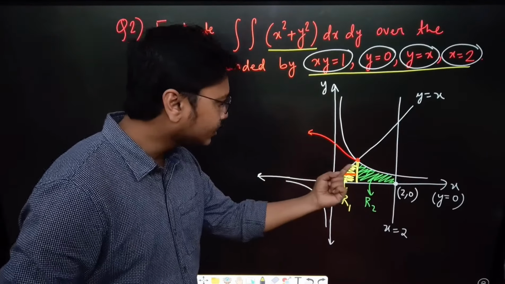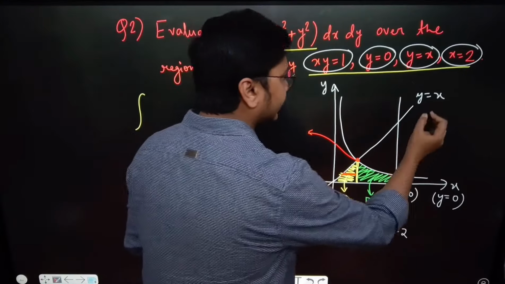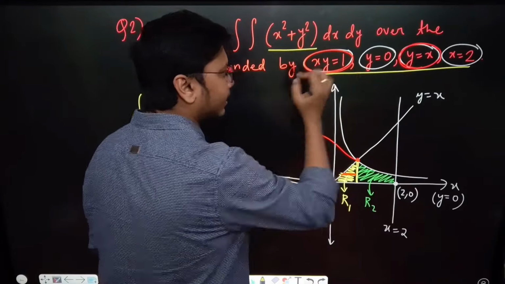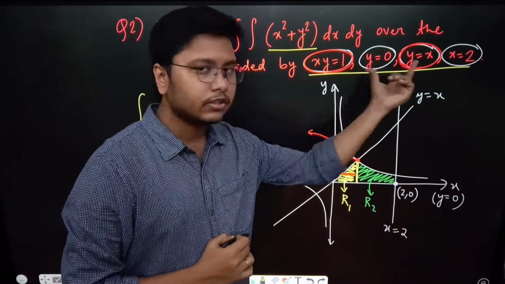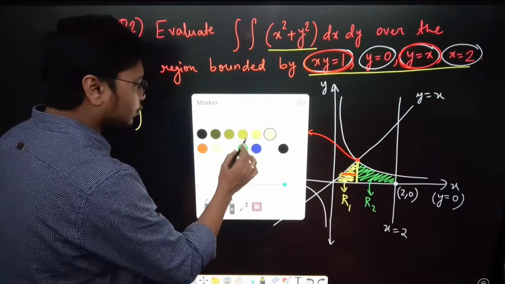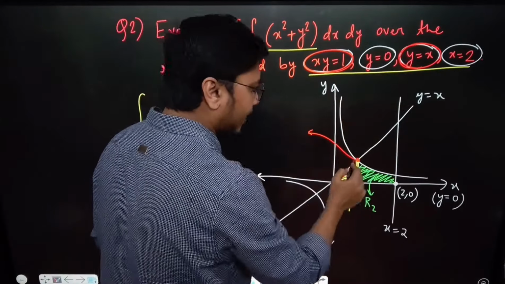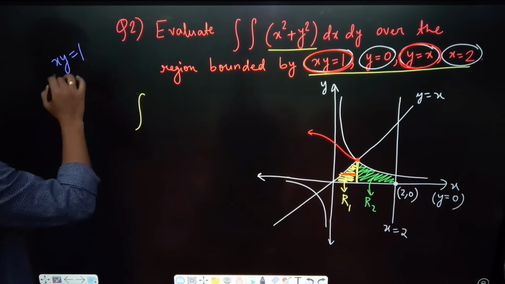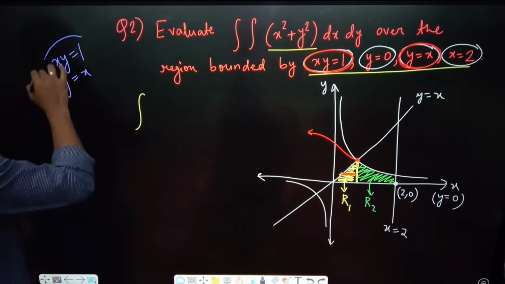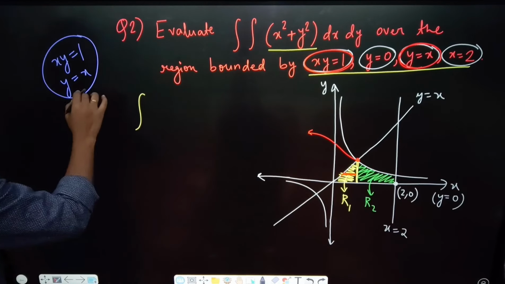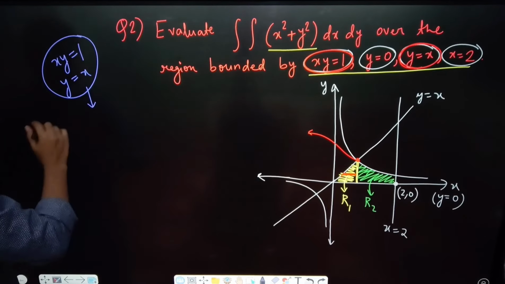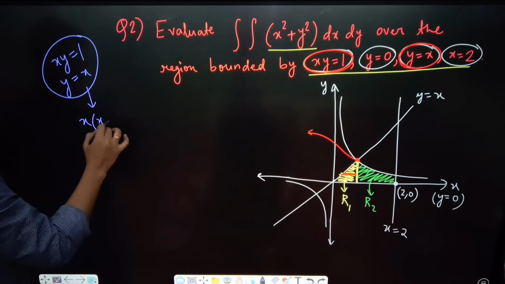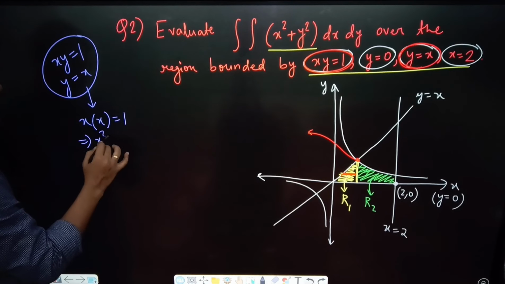Okay, so you can see this point is nothing but the intersection of the y equals x line and the xy equals 1 curve. Okay, so the intersection of these two. So I'm going to solve those two and try to find the intersection point. So I'll do that over here. If I take xy equals 1 and y equals x, and try to solve these two, then let's see what I'm going to get. I'll just substitute the value of y in the first equation. So I'll have x into x equals 1. That means x squared equals 1.